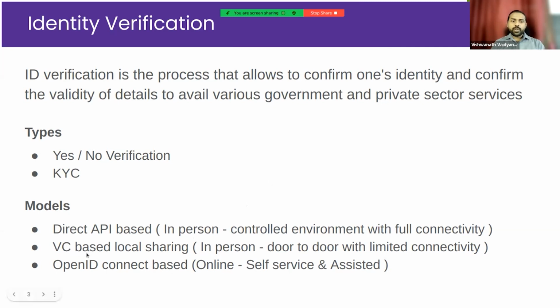The other model is VC-based local sharing. VC stands for verifiable credentials. So this takes care of use cases like an individual going door to door and wanting to provide some kind of benefit to the residents. Where the connectivity is very limited, you can also think about an island. There is some kind of benefit that needs to be transferred. They go to an island where there is not much connectivity.